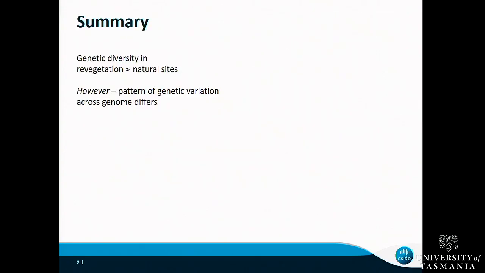So just summarising this and thinking about where we go forward from this data suggests that the genetic diversity we capture in revegetation is approximately similar to natural sites. However, those landscape-wide patterns of diversity don't seem to be captured in our revegetation, and there are differences across the genome in that genetic diversity. So as we go forward, we've been seeing some really great talks today about understanding adaptation and areas of the genome that might be important for adaptation.